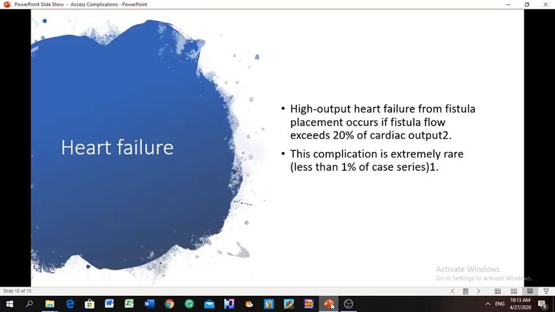Heart failure. High output heart failure from fistula placement occurs if fistula flow exceeds 20% of cardiac output. This complication is extremely rare, less than 1% in case series.